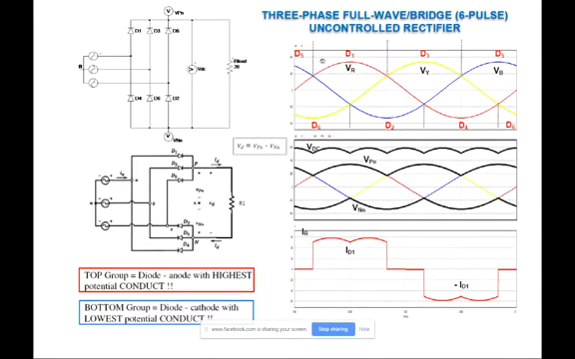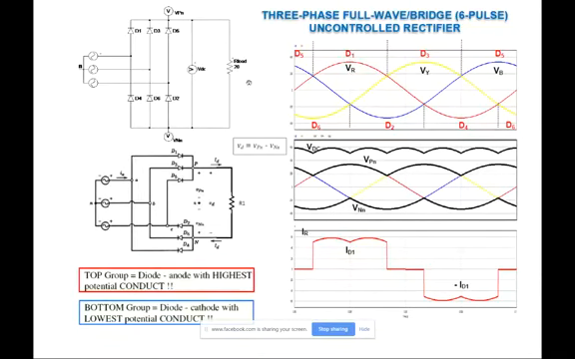It is called uncontrolled because we use diodes. And 6-pass is something we'll see when we look at the output voltage later on. We're going to explain why this rectifier is known as a 6-pass rectifier, compared to the half wave, which is also known as a 3-pass rectifier.